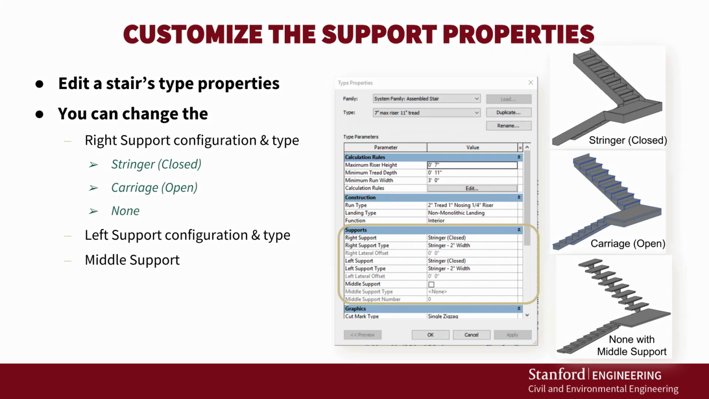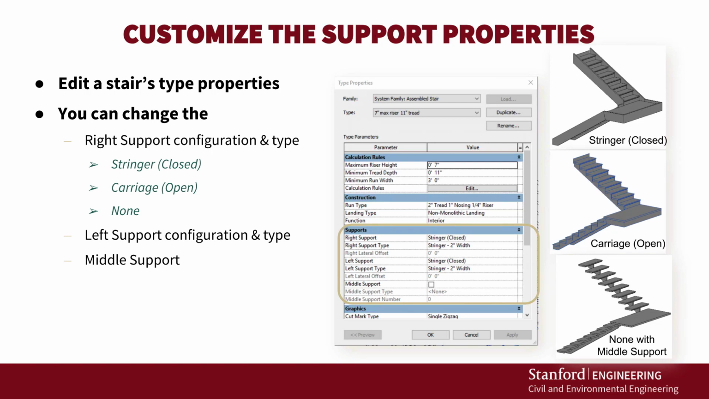Finally, let's look at how you can customize the supports that actually support the entire stair assembly. To do that, you'll return back to the stair type properties. So edit a stair's type properties, and in that dialog, you can change the right support configuration and type, choosing either a stringer, a carriage, or none. Let's take a look at those.